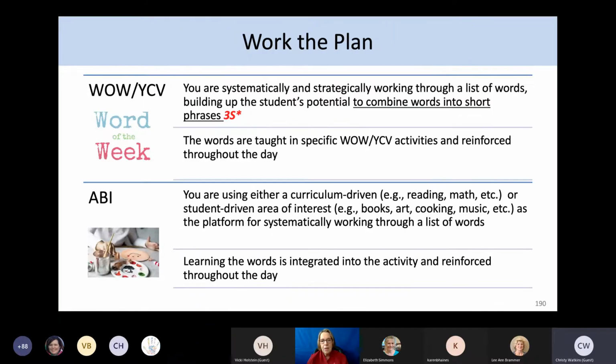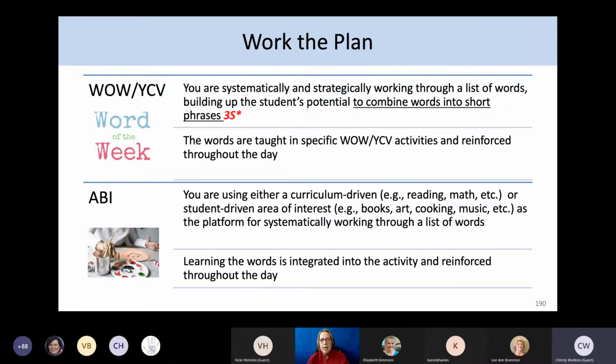For today, I want to just cover a little bit about each one of them in these different slides, and then spend some time looking specifically at word of the week. But with word of the week, I want to just say that in each one of these things, you are systematically and strategically working through a list of words. And at word of the week, most people are working at a level where they learn a word and then maybe start combining those words together.